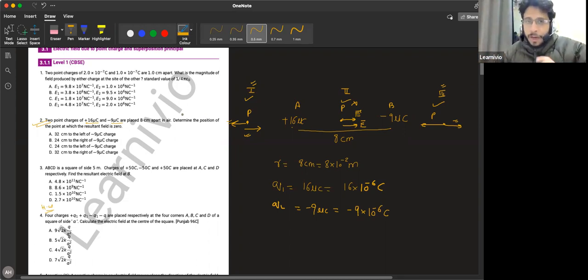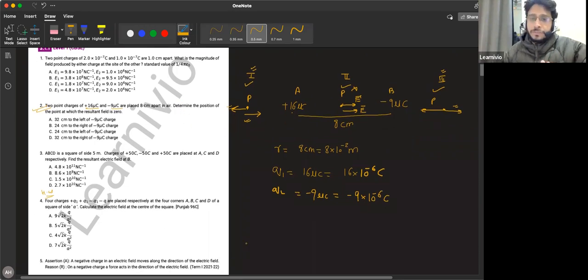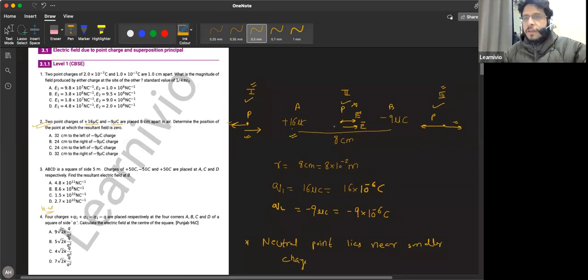Remember, the point at which field is 0 will lie near the smaller charge. We call this type of point a neutral point. If you check your notes, it's there. Neutral point lies near the smaller charge. Out of 16 microcoulomb and minus 9 microcoulomb, minus 9 microcoulomb is the smaller charge. So your neutral point will lie here.